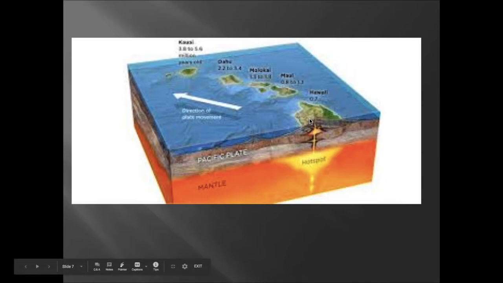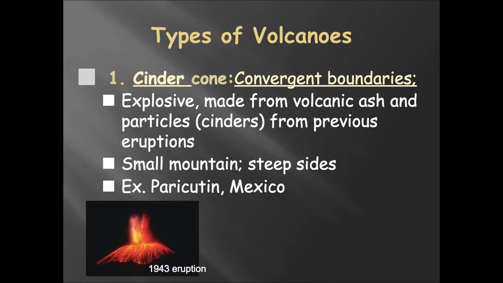Here's our diagram of a hotspot. So Hawaii is right here. You know, 100,000 years from now, this big island of Hawaii is going to be over here, where Maui is. And Maui's going to be a little further away. And Oahu's going to be a little further away. And there'll be a new island. So that's our hotspot. So volcanoes happen at divergent boundaries, convergent boundaries, and hotspots. Those three places. So now we can look at the types of volcanoes that are formed. So we have three types.